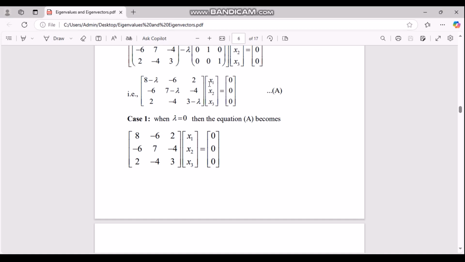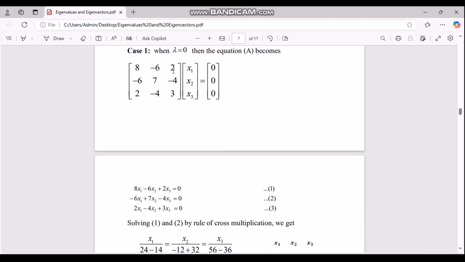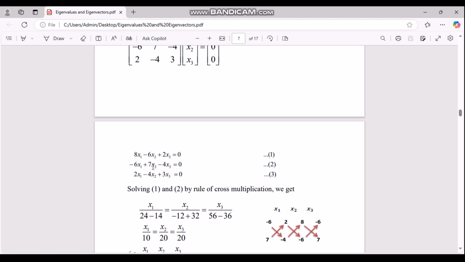So when you put lambda equal to 0 in the expression A, we are getting the matrix [8, -6, 2; -6, 7, -4; 2, -4, 3] multiplied by x. You are looking for matrix multiplication: 8x1 - 6x2 + 2x3 = 0, -6x1 + 7x2 - 4x3 = 0, and 2x1 - 4x2 + 3x3 = 0. And we are looking for the solution of x1, x2, x3.